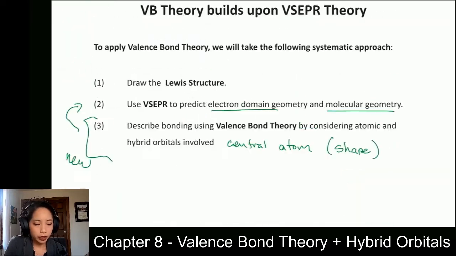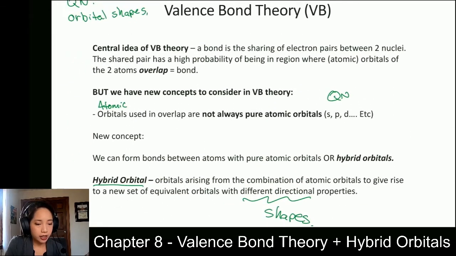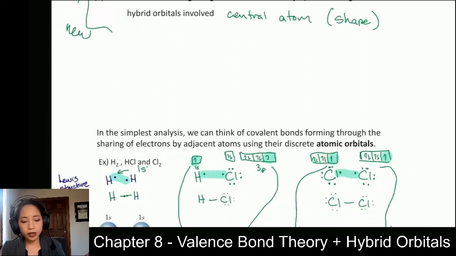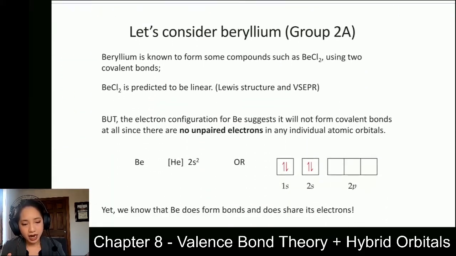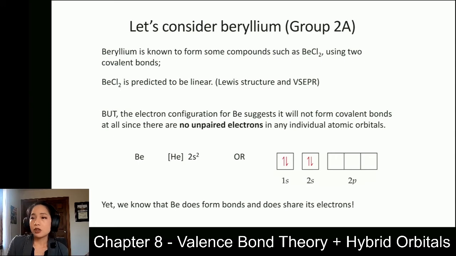So if we look at the limitations, in valence bond theory, I noted that orbitals used in the overlap are not always pure atomic orbitals. So in those three cases that we just went over, we did use pure atomic orbitals. But we can't describe all the shapes that we know of in VSEPR theory using atomic orbitals. So let's look at a little bit more complicated case for our other shapes. So let's consider beryllium, which is a group 2A element. So beryllium is one of our exceptions to the octet rule.